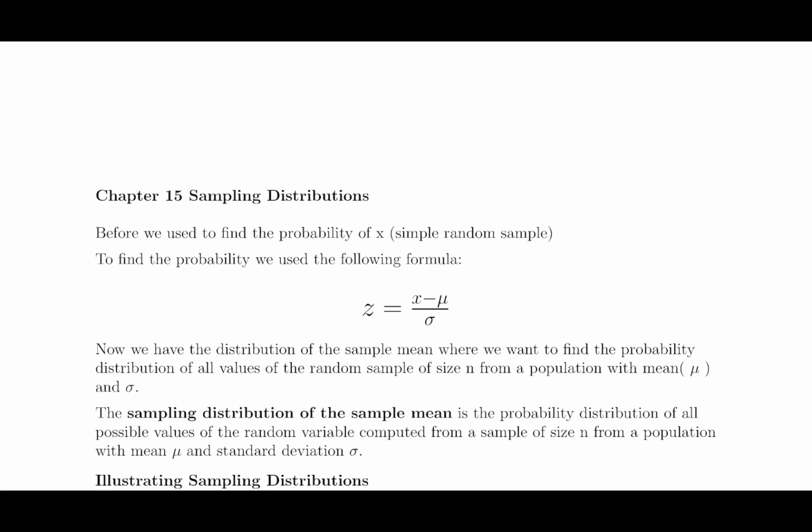So for chapter 15, sampling distribution, we're kind of going to transition from randomly selecting one person to randomly selecting n many people or n many objects. So instead of randomly sampling one person, we're going to randomly sample n many people. So kind of think about it.